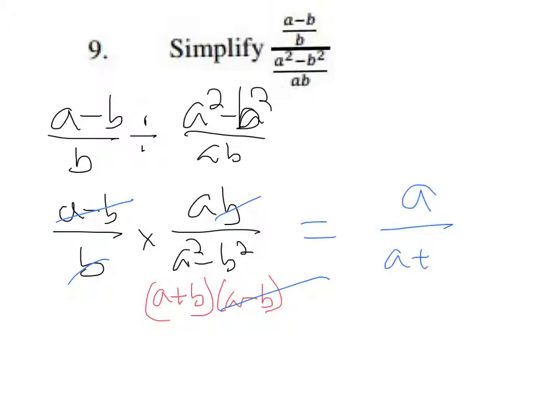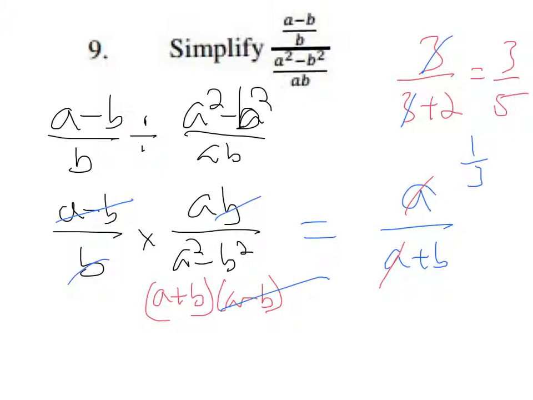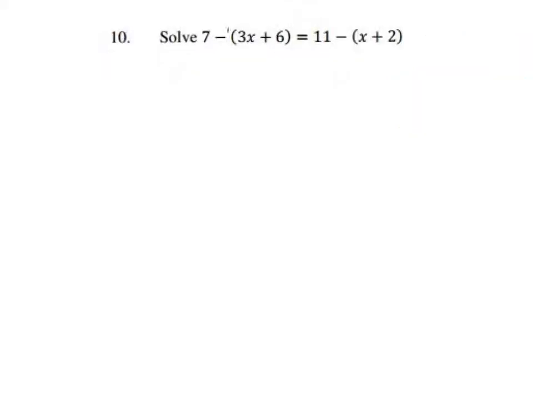over a plus b. Now some of you tried to cancel things like this. You can only cancel factors, folks, and one way to convince yourself, if you have something like 3 over 3 plus 2, the correct answer to that is 3/5. But if you try doing that cancellation trick that some of you tried, that would give you 1/3. Not the right answer. Okay? Order of operations, guys.